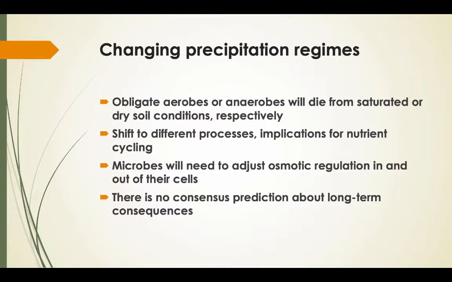Similarly, in changing precipitation regimes, obligate anaerobes or aerobes will die from saturated or dry conditions respectively. There will be a shift to different processes, with implications for nutrient cycling. Microbes will need to adjust osmotic regulation in and out of their cells. And then finally, there's no consensus prediction about long-term consequences, as with warming. So exactly what might happen is still a big question mark.